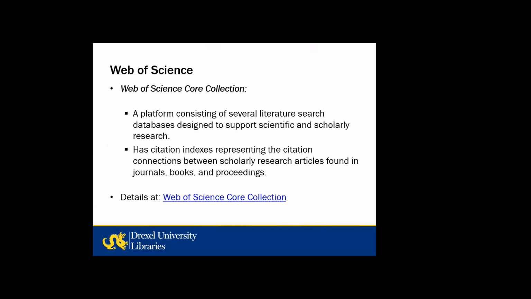Briefly, the Web of Science collection consists of several literature search databases designed to support scientific and scholarly research. It has citation indexes representing the citation connections between scholarly research articles found in journals, books, and proceedings. You can simply click on the link to see the details about what the Web of Science collections provide.